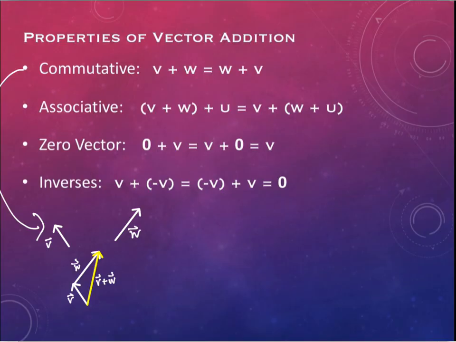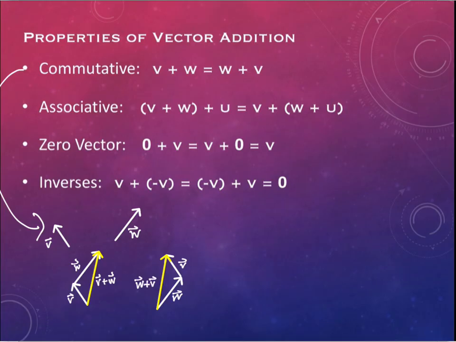Now, let's do it the other way. Let's do w and then let's do v. So we're going to start with w. So here's w, and then we have v. It's going to be on the end of w. So it looks like this. I'm running into myself, so I'm going to shift it down here. Okay. And then if I do w plus v, it would be over here. So this is v here, and w there. And this one would be w plus v.